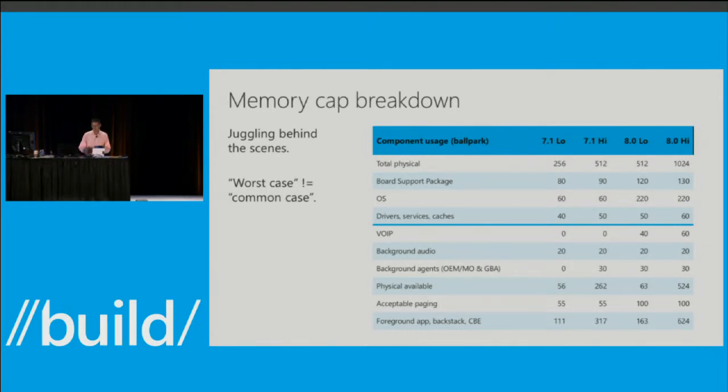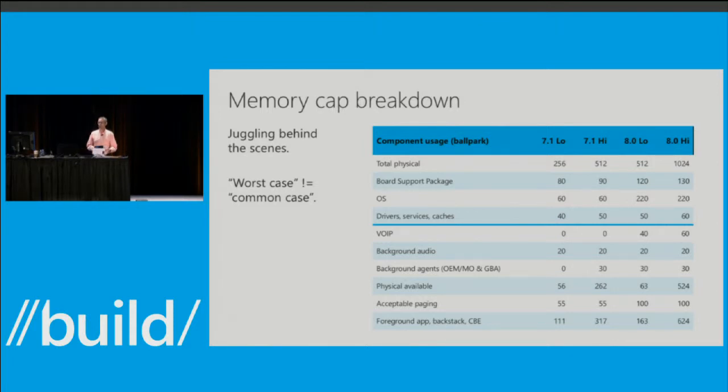So you've seen already that we turn off GBA sometimes, we turn off background audio sometimes. There's a fair amount of juggling that goes on. These numbers are ballpark approximations. They don't necessarily correspond directly to real devices. But you can see the patterns. A low memory Windows Phone 7 device is a 256 meg device.